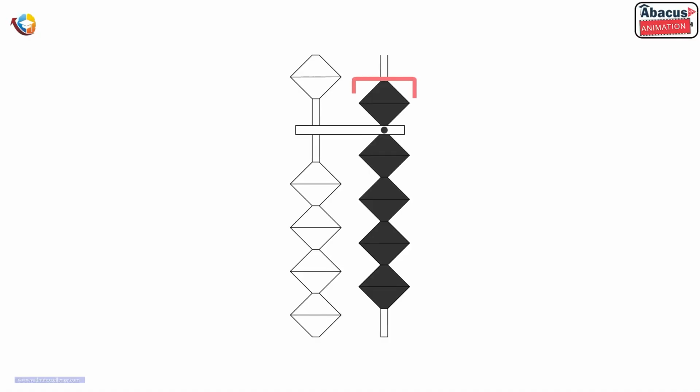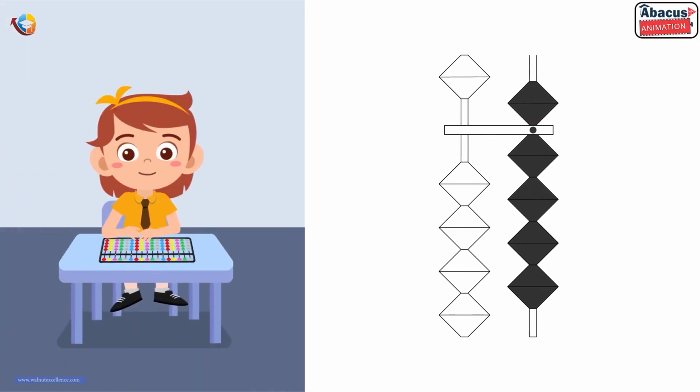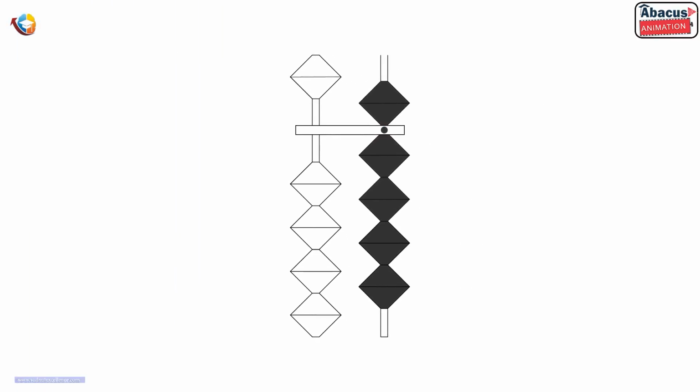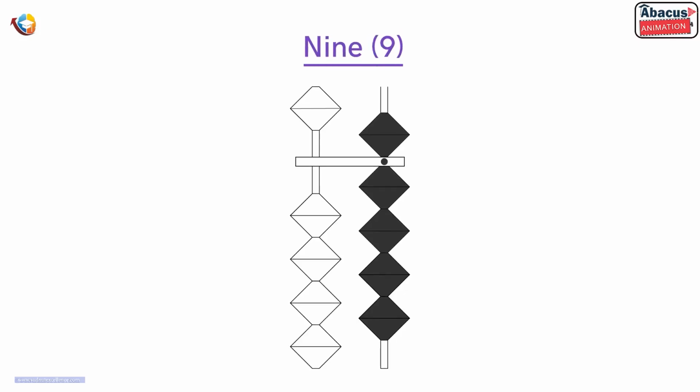Here we have the upper bead and 4 lower beads touching the center bar. So, Ruby, can you tell us what is the value of the abacus? Yes, that is correct. The value of the abacus is 9. See, isn't it simple? And don't forget, keep practicing.